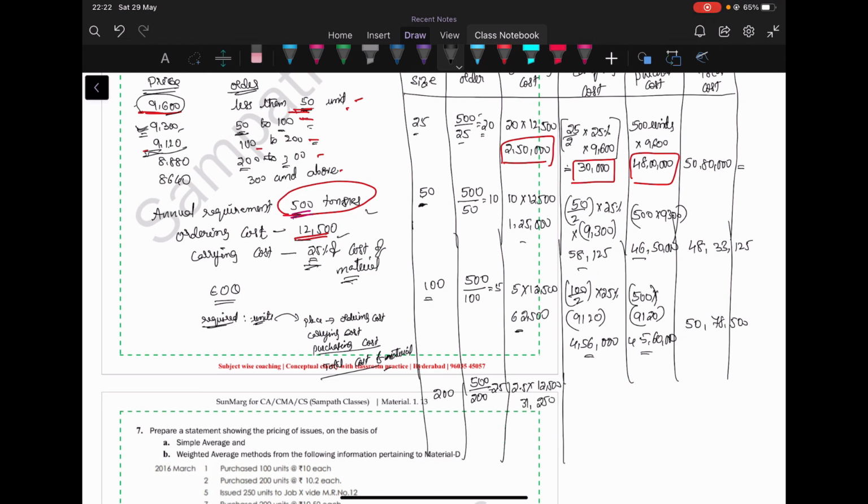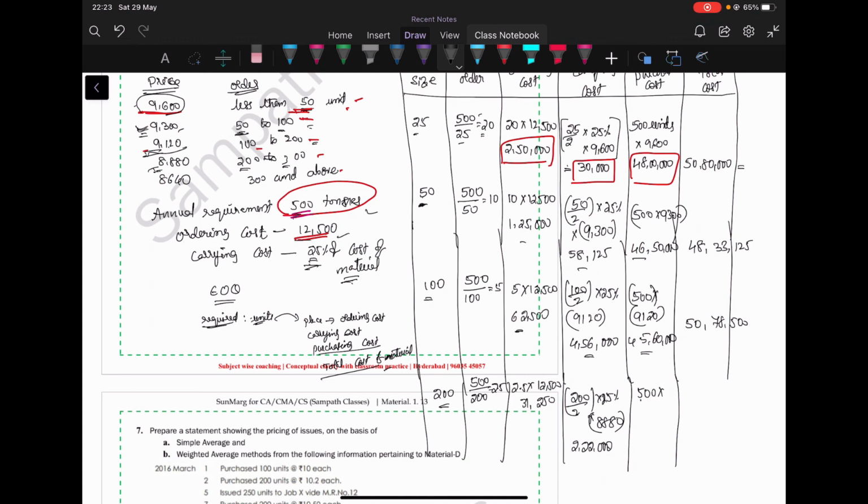Next one, on an average, how many units you are carrying? 200 divided by 2. This cost is 25% into at what price you are purchasing? 8,880 rupees. So 200 divided by 2 into 25% into 8,880 rupees, that is nothing but 2,22,000 rupees.